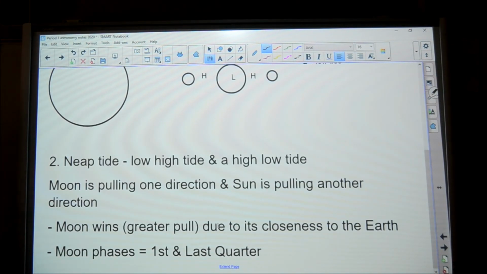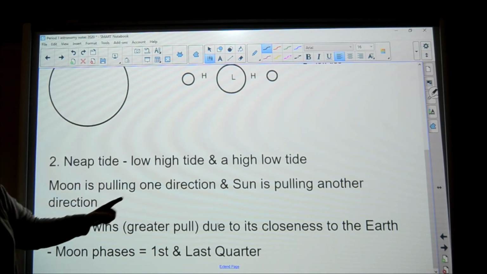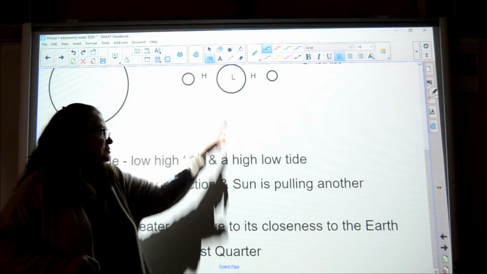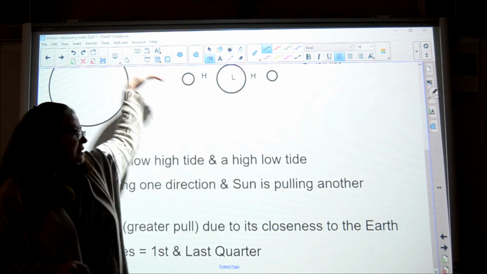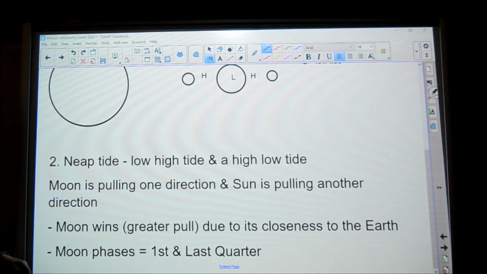Neap tide. The moon and the sun aren't working at all together. The sun is pulling one direction, and the moon is pulling the other direction. Remember, your quarters should be this way. Moon is pulling this way, sun is pulling this way. So with that one, only because the moon is closer to the earth, the moon wins slightly.